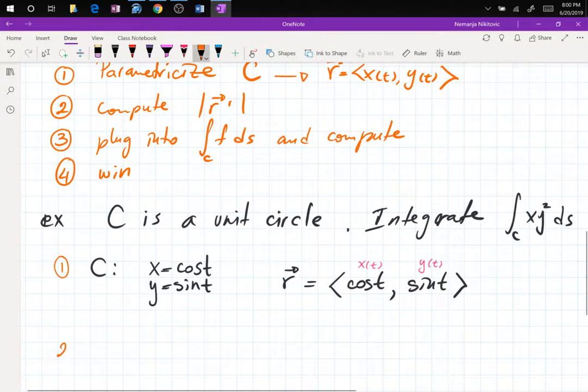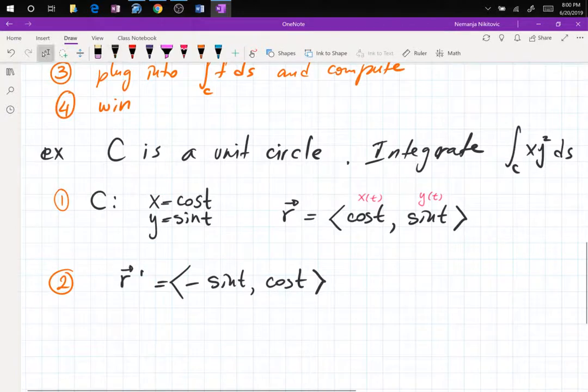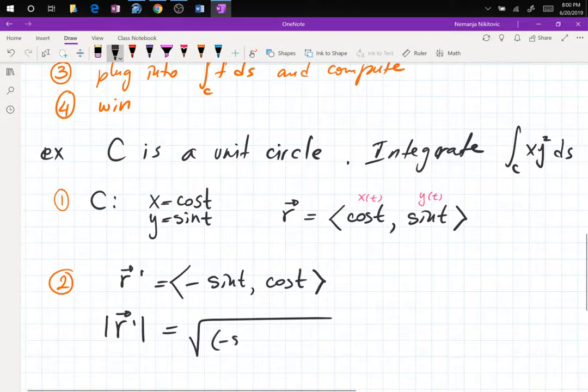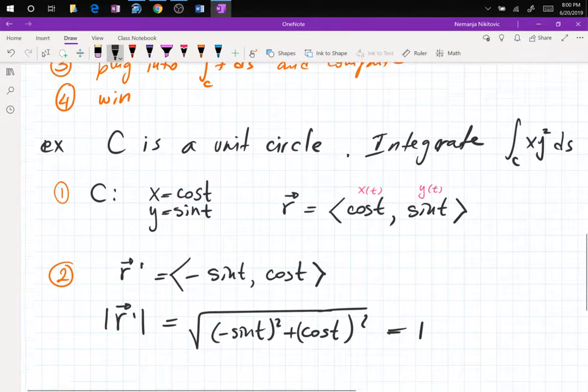Part 2 of this calculation is to calculate the magnitude of r prime. Well, r prime is going to be negative sine t, cosine t, and the magnitude of r prime is going to be the square root of negative sine t squared plus cosine t squared, which is all 1. Right, the negative will die from a square. You have sine squared plus cosine squared, that's 1. Square root of 1 is 1. So we completed that, and now it's time for us to compute the integral.